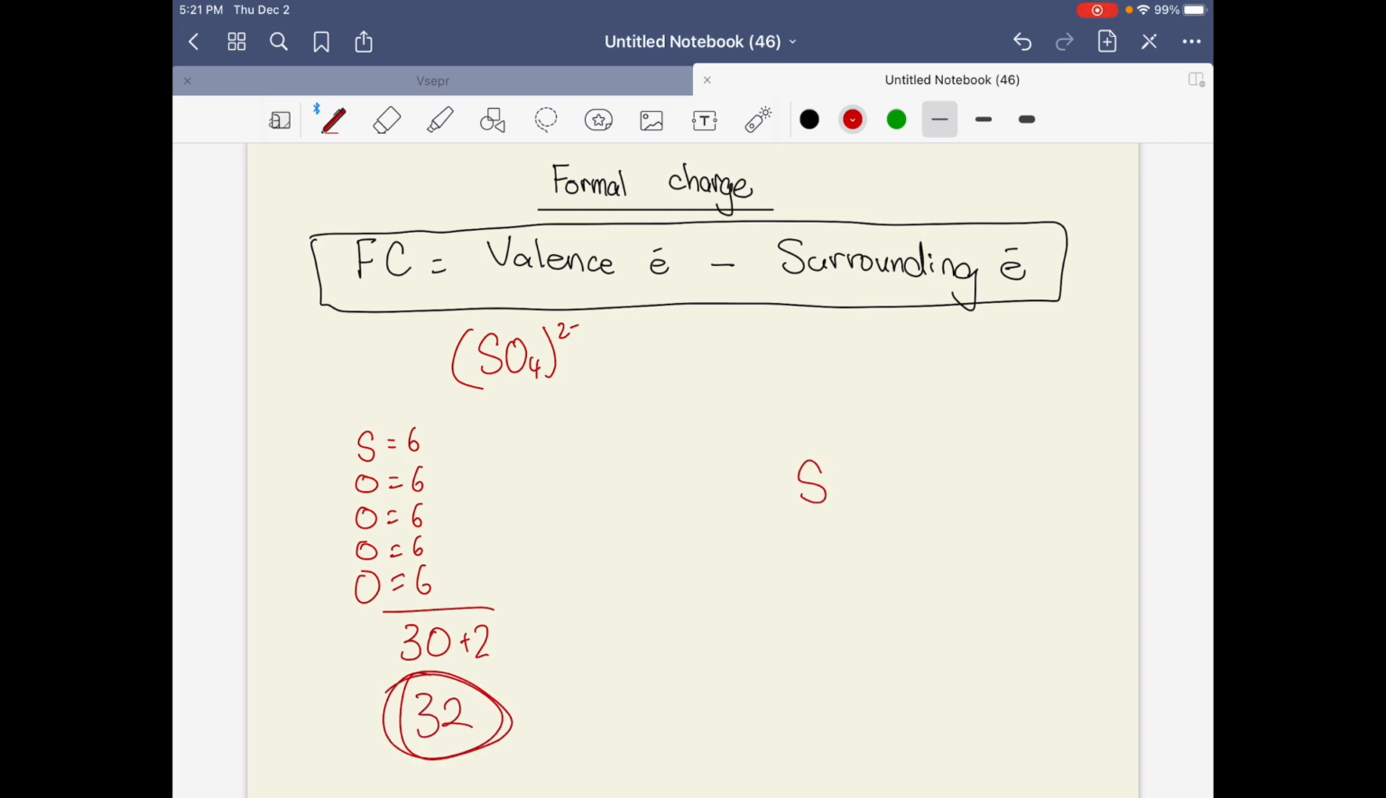I like to have S as my central atom, and I'm going to surround S by 4 oxygens, and I'm going to make sure every oxygen and sulfur is surrounded by 8. If you were to make the count here, yes, it would be 32, which is exactly what we want, right?